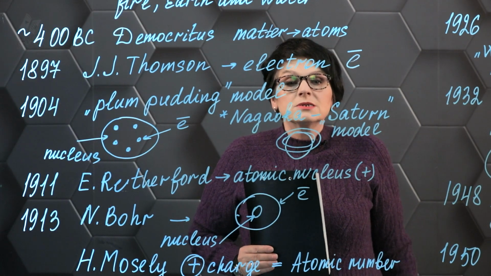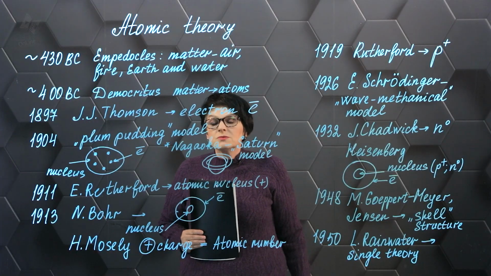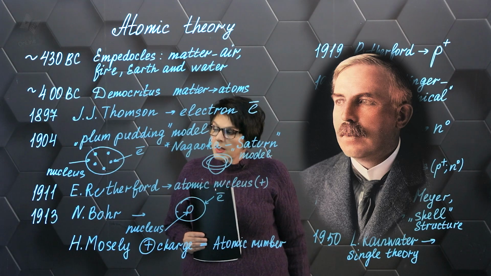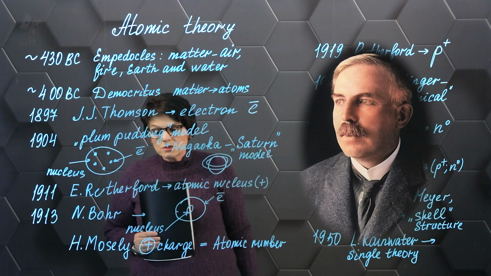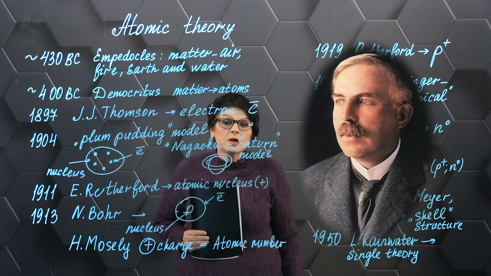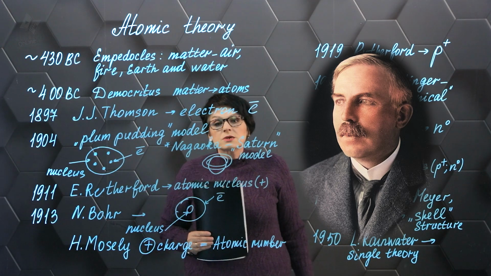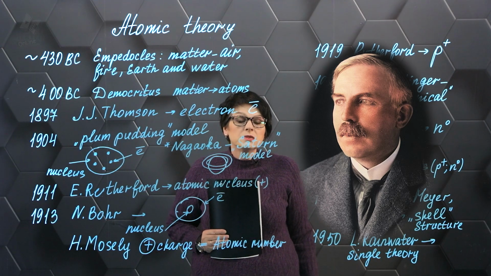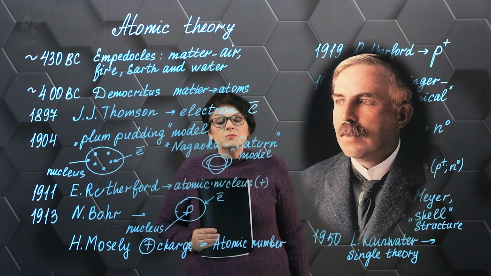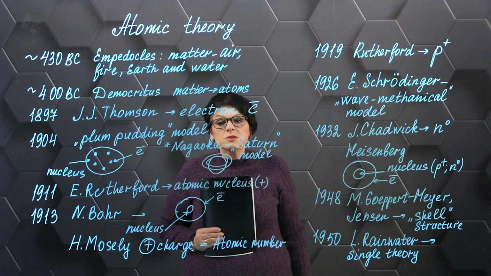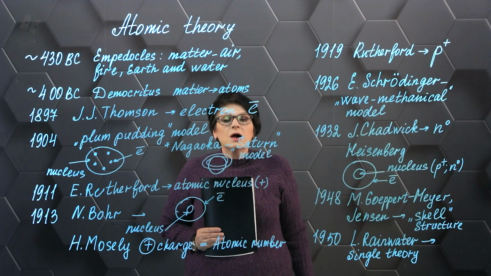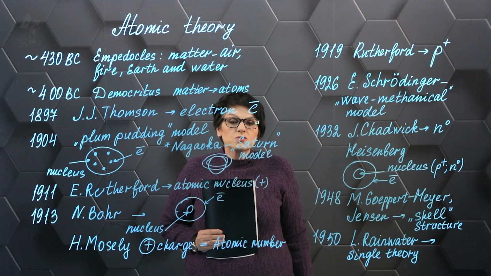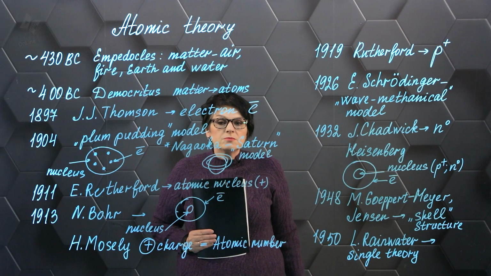However, in 1911, the scientist Rutherford made a groundbreaking discovery. He found that the nucleus possesses a positive charge. This was determined through experiments involving the bombardment of gold foil with alpha particles. The behavior of these particles revealed their positive charge, as some passed through the foil while others were deflected at various angles or even thrown back.